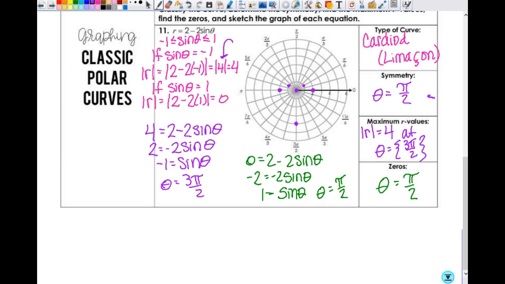Given the fact that I know that it's a cardioid and that's like that top part of the little heart looking thing, I think that's enough points on the top part. I think I'm good. I can get a sketch in there. But when I come around here, I can use 7 pi 6. What's the sine of 7 pi 6?